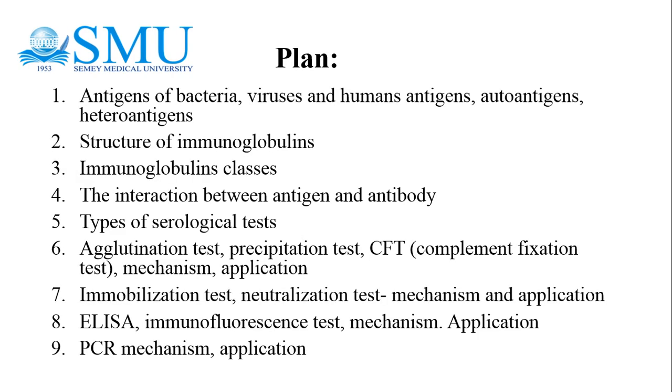Plan of the theme: antigens of bacteria, viruses, and humans, antigens and autoantigens, heteroantigens. Structure of immunoglobulins, antibodies. Immunoglobulin classes: the interaction between antigen and antibody, types of serological tests, agglutination test, precipitation test, complement fixation test, immobilization test, neutralization test, ELISA, immunofluorescent test, and polymerase chain reaction mechanism and application.